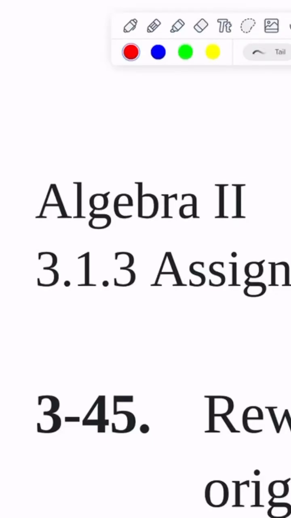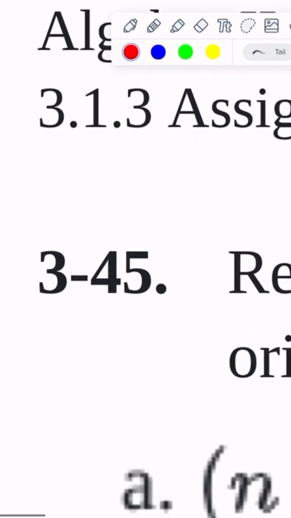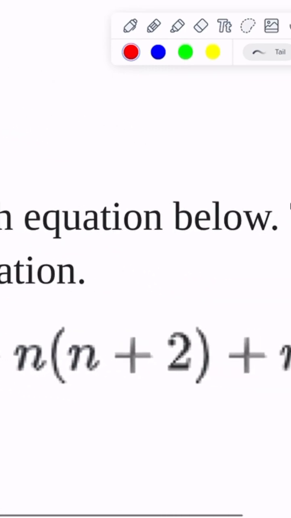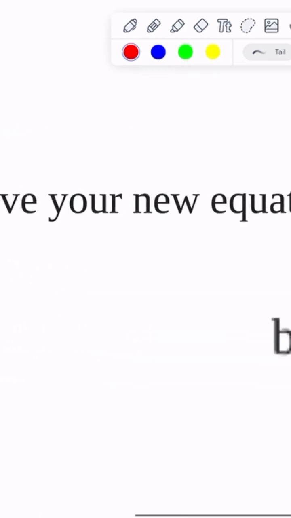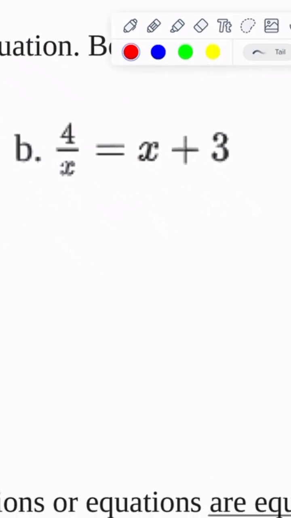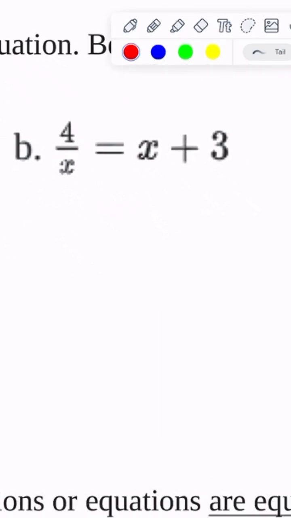Alrighty, mathematicians, we are in Algebra 2. This is section 3.13, and today we are going to do question 3-45. The instructions tell us to rewrite each equation below and then solve your new equation. We are going to do letter B right here. This is the question. It says 4 divided by x equals x plus 3.